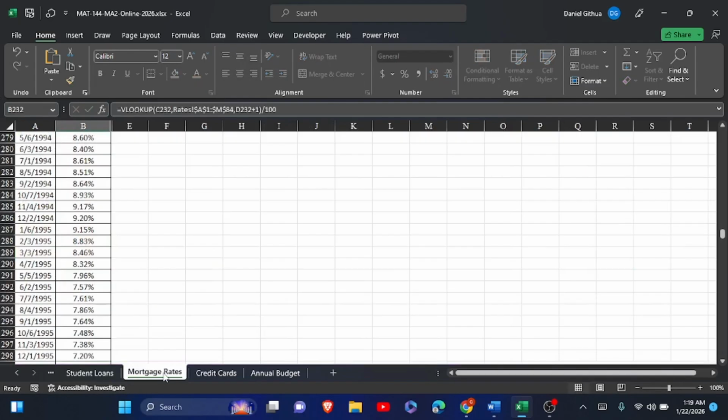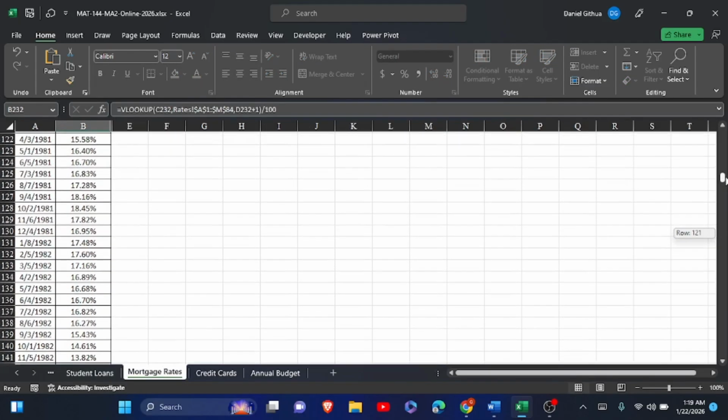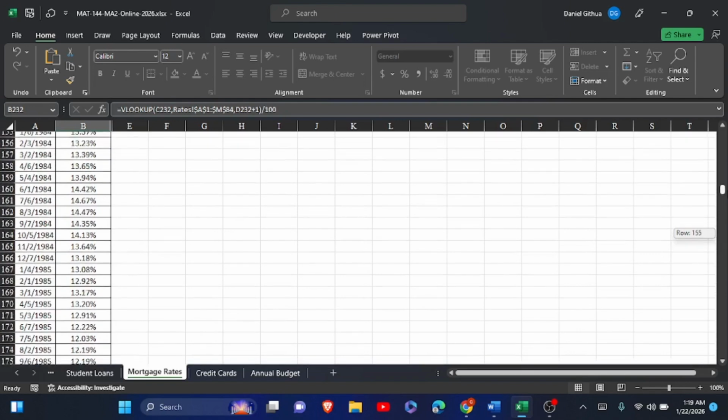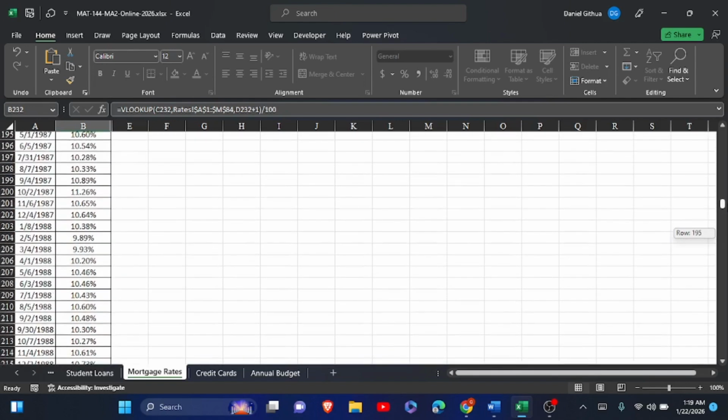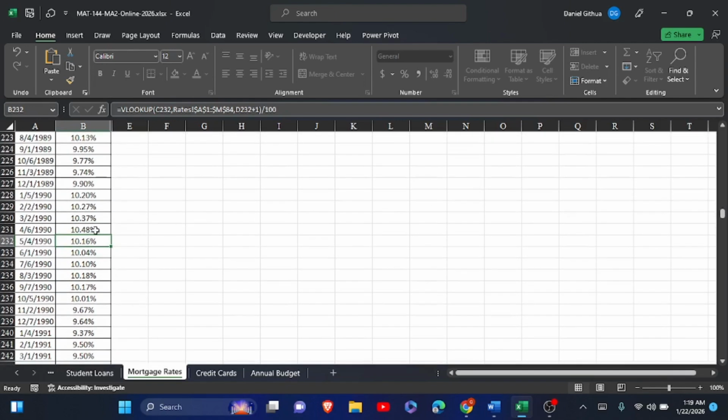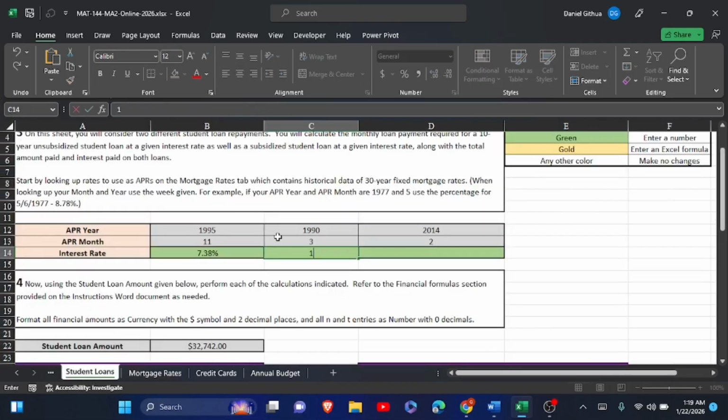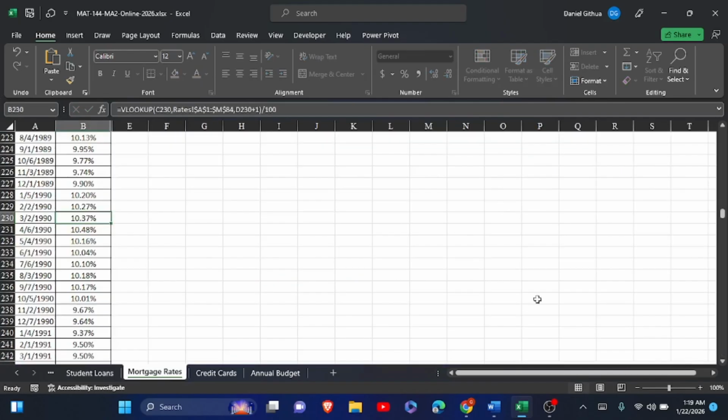The next one is 1990. You look for 1990 month 3. 1990 month 3 here, so it's 3 1990, which is 10.37. Come and type 10.37%. Now we are going for the last one, 2014.